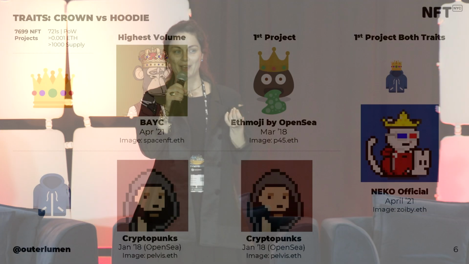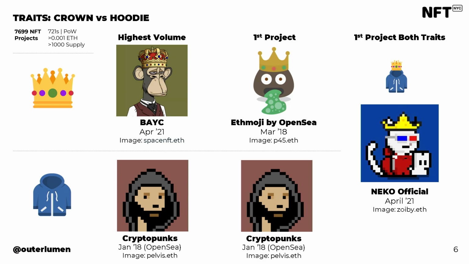So the highest volume project with the crown, of course, is BAYC, and then the CryptoPunks for the hoodie. The very first project in my database that had a crown trait is something called Ethmoji by OpenSea. I didn't even know OpenSea had a project until I pulled it in my data set, and I'm like, why, are you serious? This is crazy. It came out in March of 2018. I thought it was really wild. And then, of course, the punks were the first that had the hoodie.